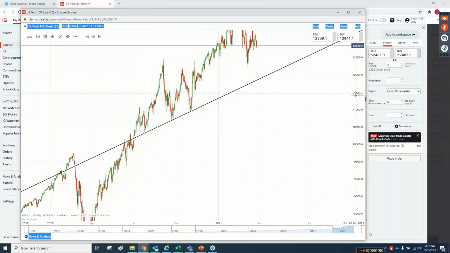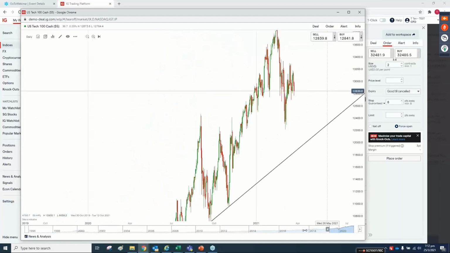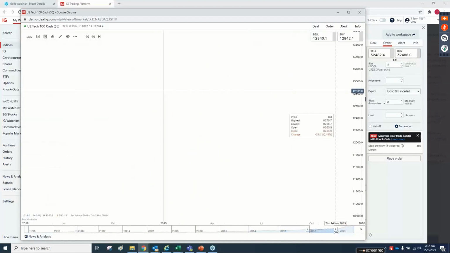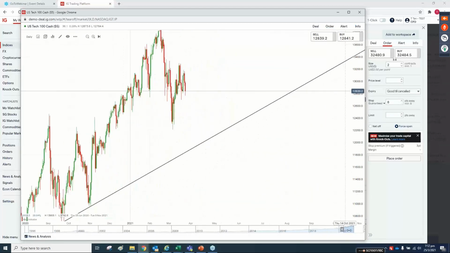Now let me draw in a second trend line. The second trend line, I actually want to draw it a little bit closer to right now. All right. Okay, let me just drag this across here first.